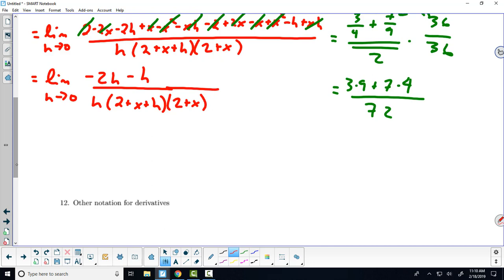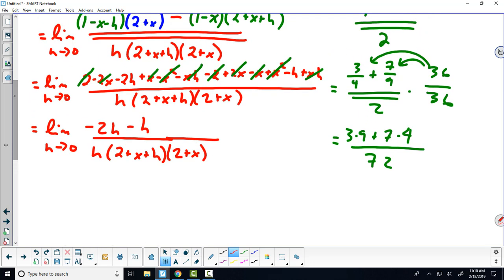Folks, I need you to start compartmentalizing what I'm doing here. Up here, all I was doing was foiling things out and canceling them. Can you do that? Can you foil stuff out and cancel? Yes, you can. So maybe this would take you longer than it takes me, but just say, I know how to do that. And I need you to start saying, okay, now what are the steps that are confusing me? I know this is a big, long process.